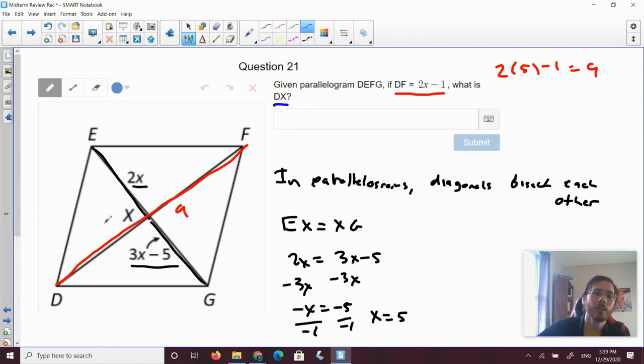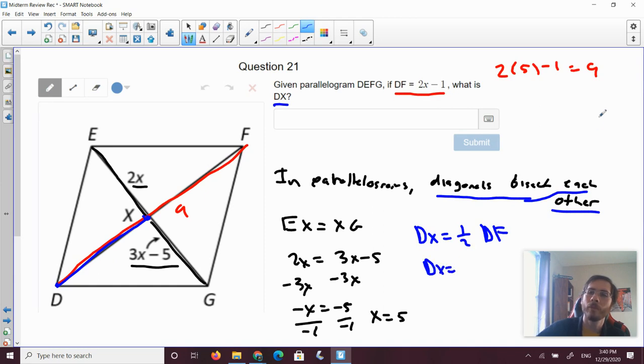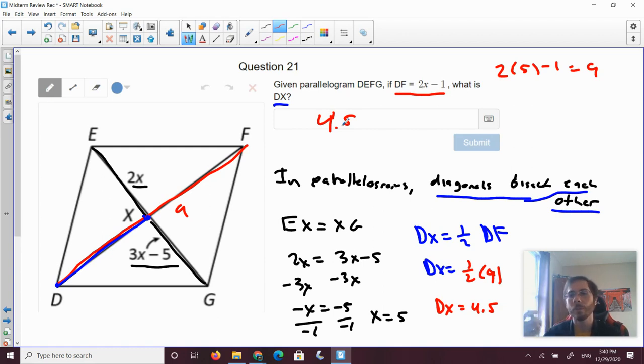I need to find dx. Well, dx goes to the midpoint, but because the diagonals bisect each other, that means that dx has to be half of df. But we found df. df was 9. So this is going to be a half times 9, or 4.5. And so that's all we're going to do right there. That's pretty cool. So that's an interesting application for our parallelogram property. All right.